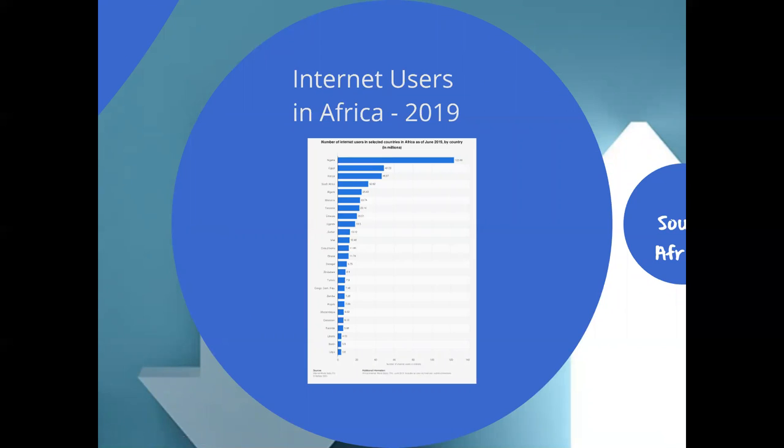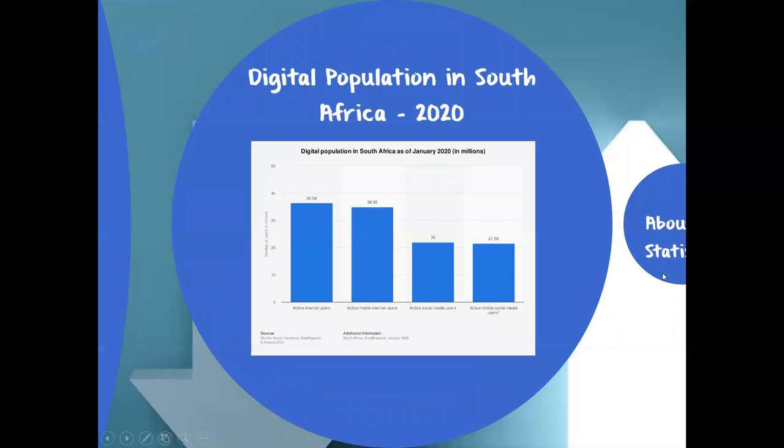Well, Africa shows a different statistic altogether. If you look at this graph, internet users in Africa in 2019, there's a staggering difference between different countries. Like Nigeria, for instance, has a high penetration of internet users, but Libya is right at the bottom with low concentration of internet users. So we're seeing different statistics in different parts of Africa.